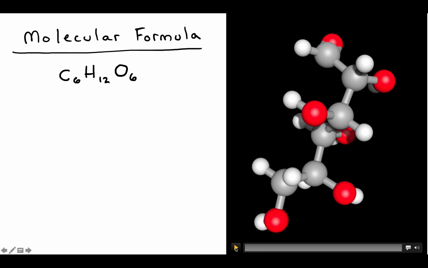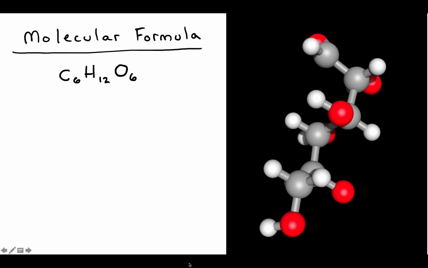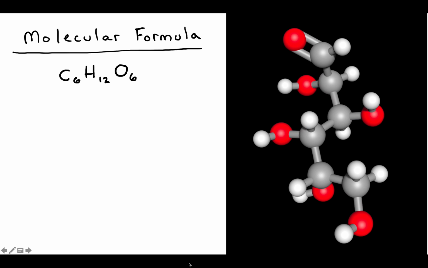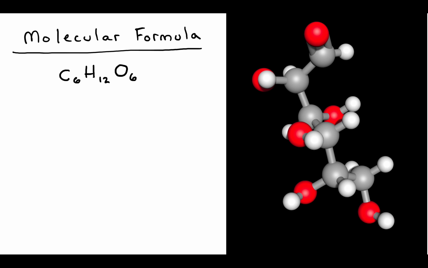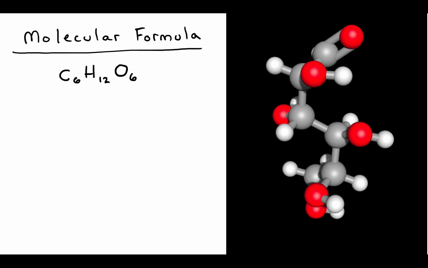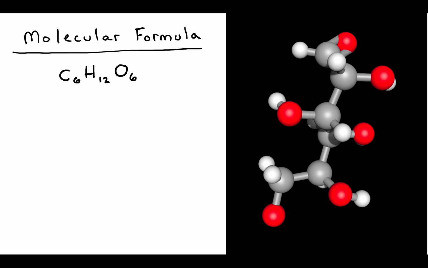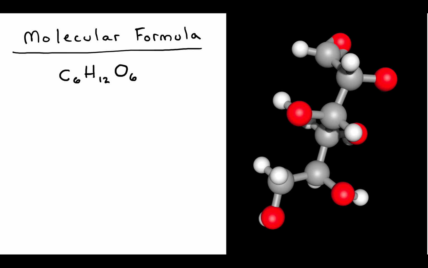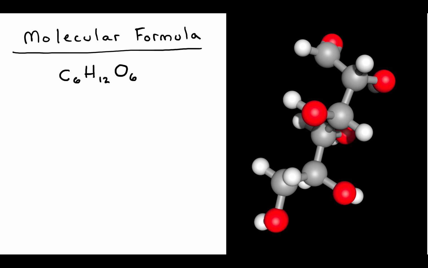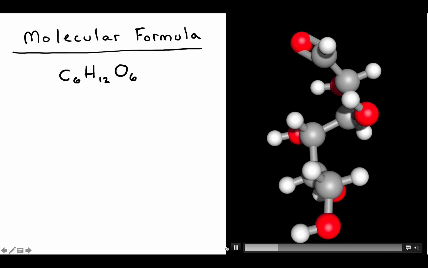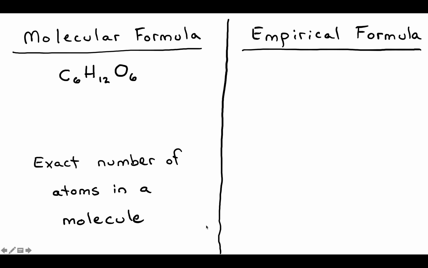Here I have a model of glucose on the right, and each of the gray atoms is carbon, each of the white balls is a hydrogen atom, and each of the red balls is an oxygen atom. And you can see that it has 6 gray balls, 6 carbons, 12 white ones, 12 hydrogens, and 6 red ones, which is 6 oxygens. And so the molecular formula tells you the exact type and number of each atom in a molecule.